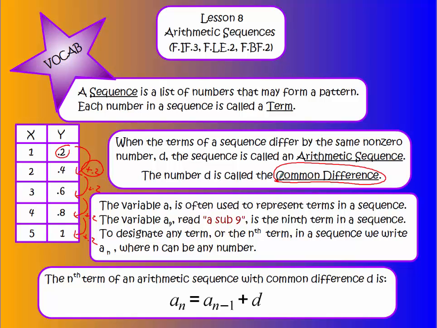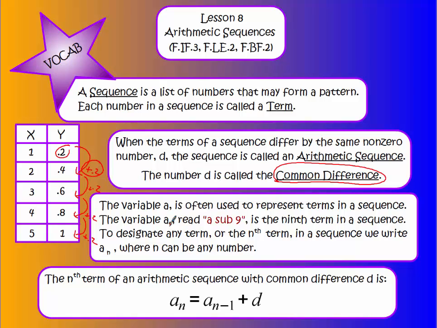Alright, so now a little bit of notation. The variable a is often used to represent terms in a sequence. The variable a with a little 9 underneath it is read a sub 9, like submarine goes below. A sub 9 means it's the ninth term in the sequence. So we have a way to talk about each individual term in a sequence.